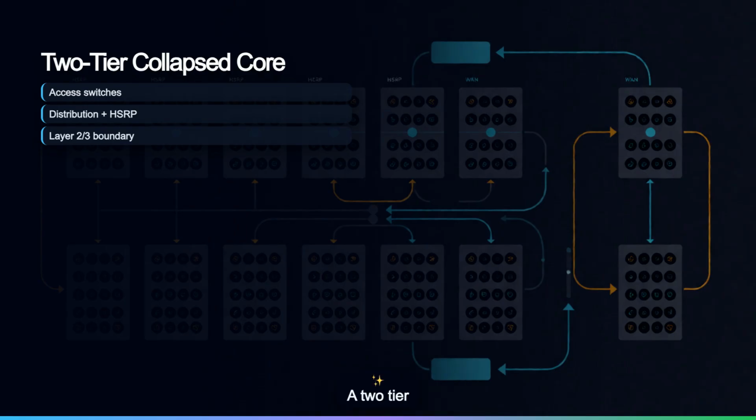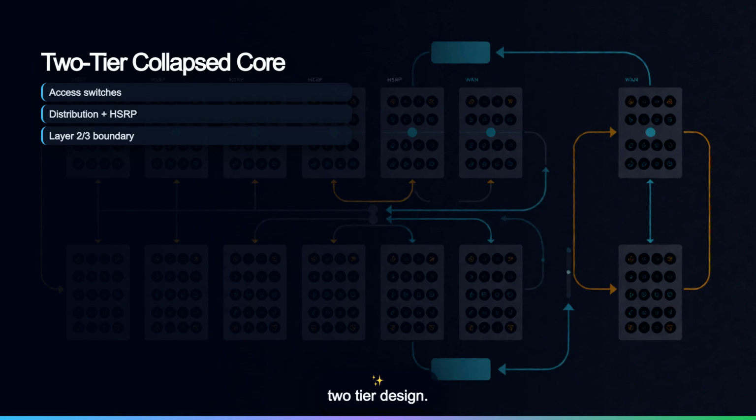A 2-tier, collapsed core, LAN, combines core and distribution into one layer. It's ideal for small to mid-sized sites. A 3-tier LAN adds the core layer for massive scalability. The layers are modular. Add an access block, plug it in. Add a distribution block, connect it to the core. This modularity is what lets networks grow without exploding.